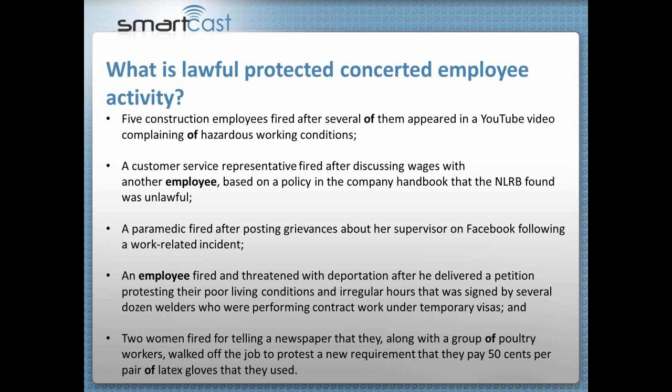Number 2, a customer service representative was fired after discussing wages with another employee based on a policy in the company handbook that the NLRB found was unlawful. Oh boy, this is all over the place in the United States. People have handbooks that say it is confidential information, do not talk about your pay, your terms and conditions of employment with other employees. That is illegal. That will never be held up if you have that in your handbook.